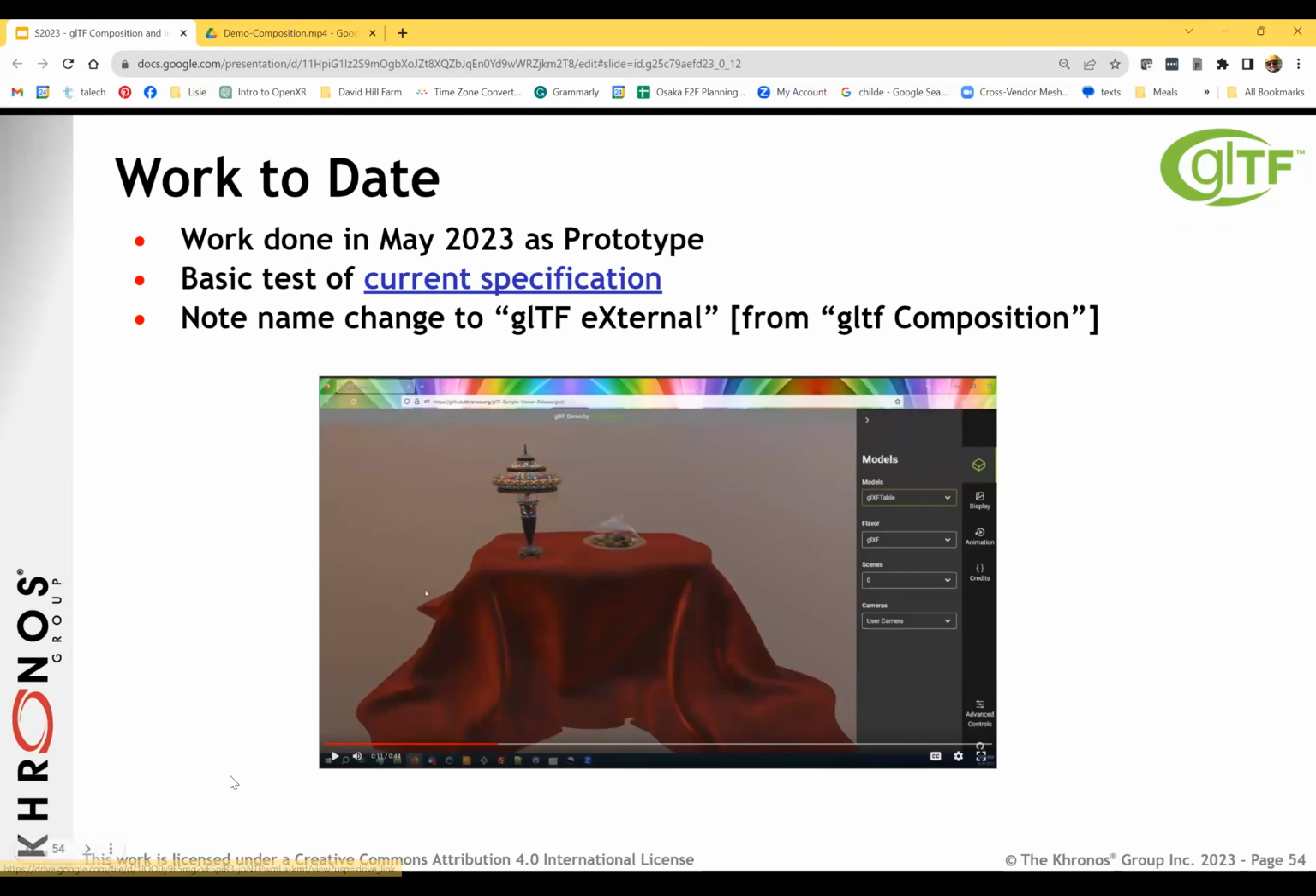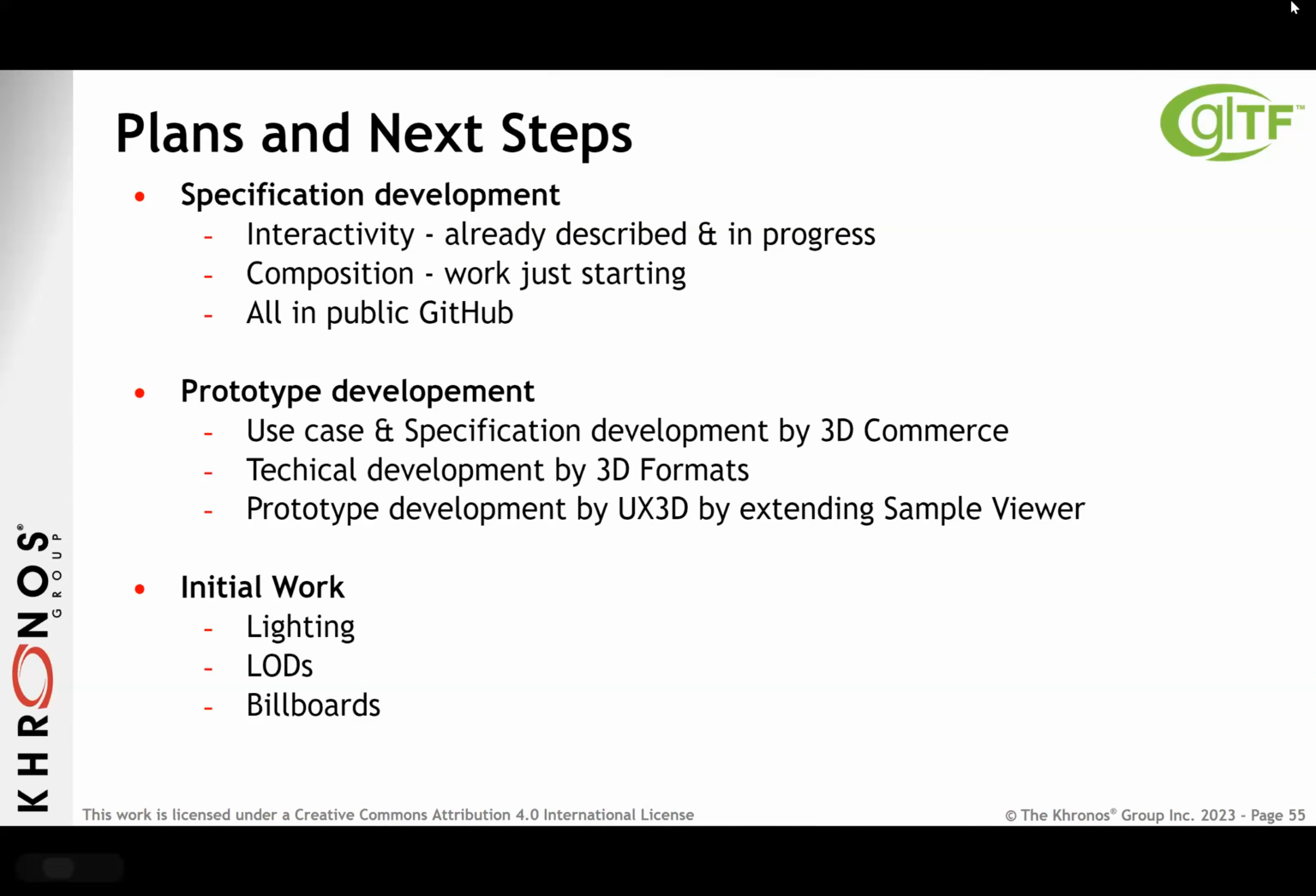So the next steps: we've talked about interactivity. The composition work is just starting. All this work is in our public GitHub. We will post the link in a little bit. We're doing a lot of prototype development, particularly with composition, since we're not quite sure where the landmines are and where we're going to have to do significant work. At the same time, we're doing spec development, which is being done within Khronos.